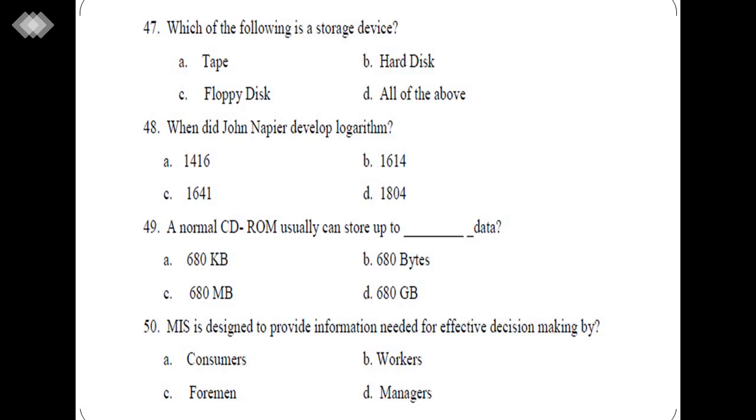And the last question related to our quiz, related to our MCA, is: the MIS is designed to provide information needed for effective decision making by consumers, workers, foremen, and managers. So these are the questions related to our CAM, that is Computer Application in Management subject. These questions cover all the syllabus, all the sections of our subject. So it's time to cross-check our answers.